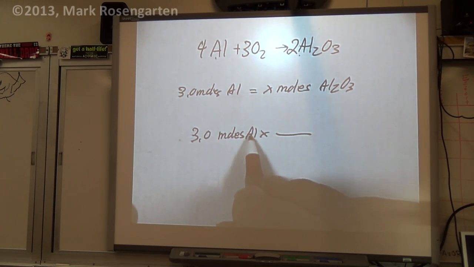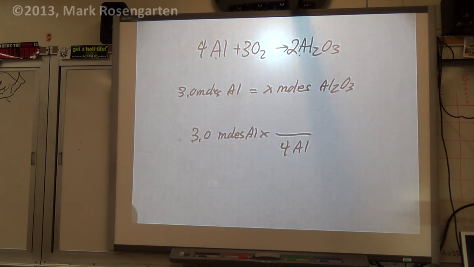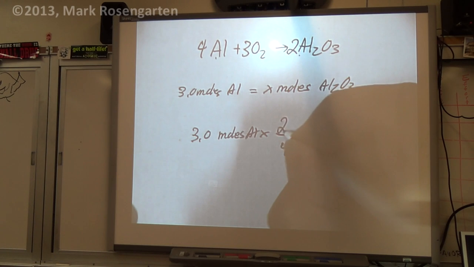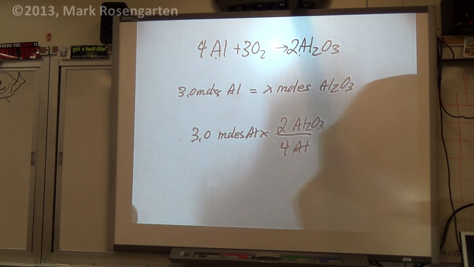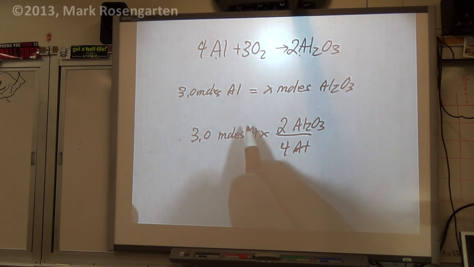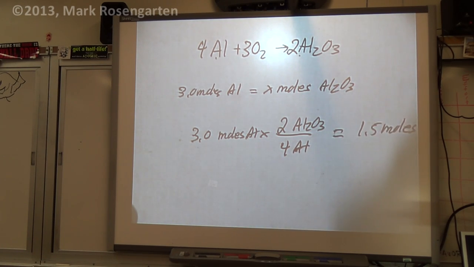We want to cancel out aluminum. So we need to put the coefficient of aluminum in the denominator. This way, when we multiply it through, the aluminum will cancel. And then we want to put the aluminum oxide's coefficient, Al2O3, on the top. This way, when we're done, like I said, aluminum will cancel and we'll be left with moles of aluminum oxide. And if we do the calculation, 3 times 2 is 6, and 6 divided by 4 would be 1.5 moles of aluminum oxide.